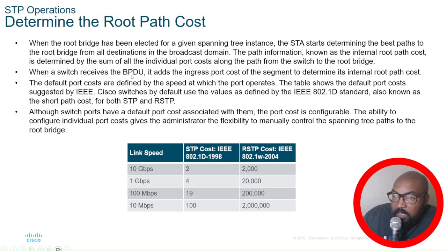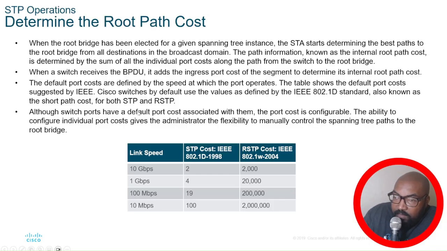When a switch receives the BPDUs, it adds the ingress port cost, so how fast it's coming in, and the cost of the segment to determine its internal root path cost. The default port costs are defined by the speed at which the port operates. If that port is operating at 10 gigabits, we're looking at an STP cost of 2. If it's 1 gigabit speed, the cost is 4. As you can see, the faster the speed, the lower the cost, because we want to get that data there as fast as possible.